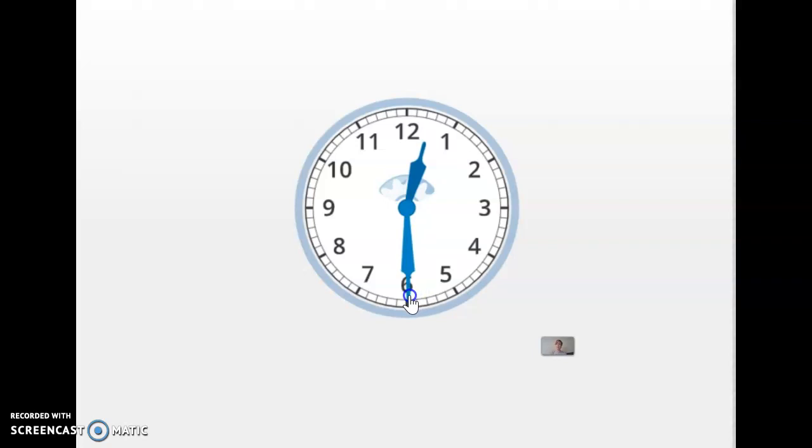If I were to keep going, if my minute hand would keep moving towards the 7 and the 8 and the 9, watch my hour hand. When it gets past 11 and we get all the way back to the 12, you all know that this time is showing 1 o'clock. But remember, the time that we were looking at just a bit ago, that came before 1 o'clock.